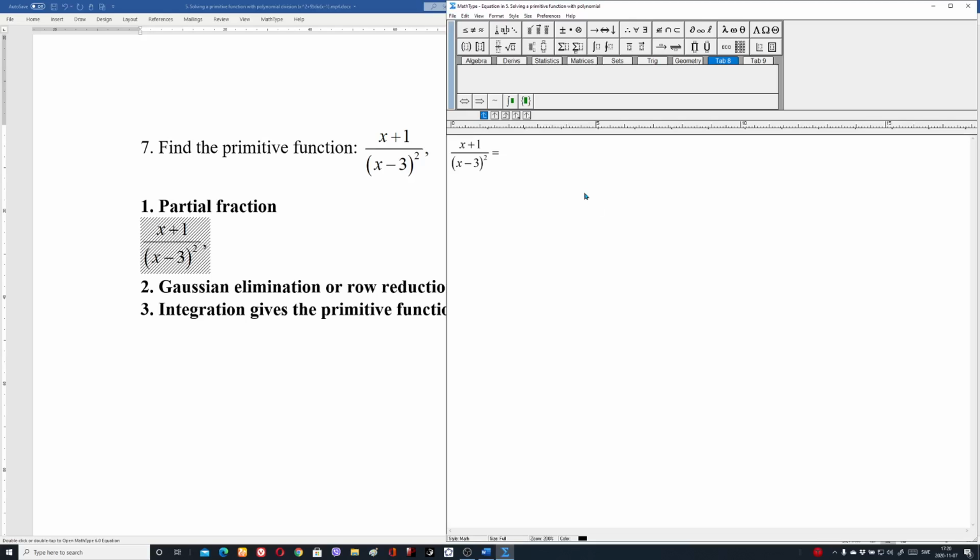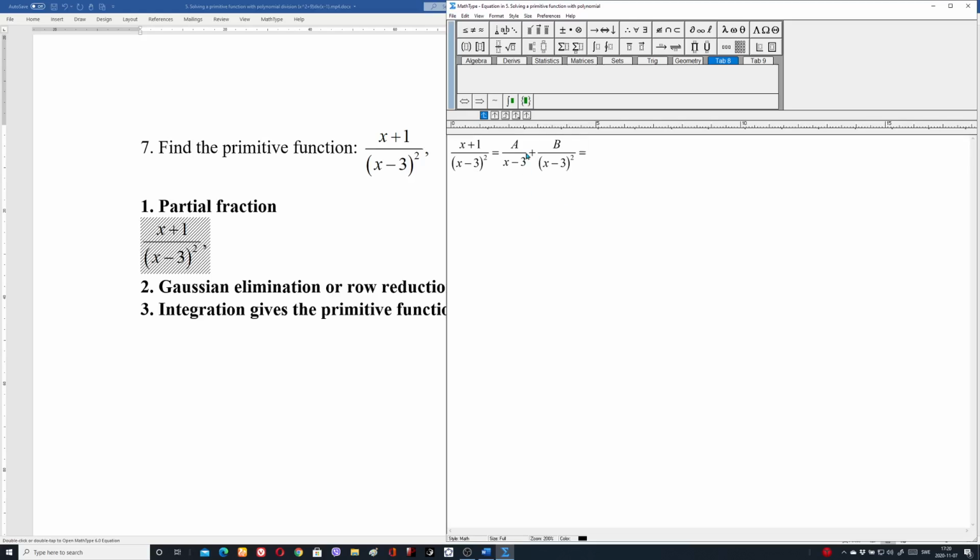First of all I will do one fraction, which is a divided by x minus 3 plus b divided by x minus 3 power 2.